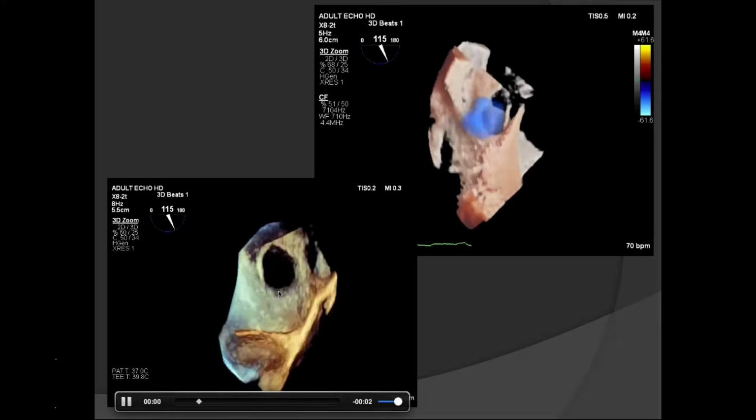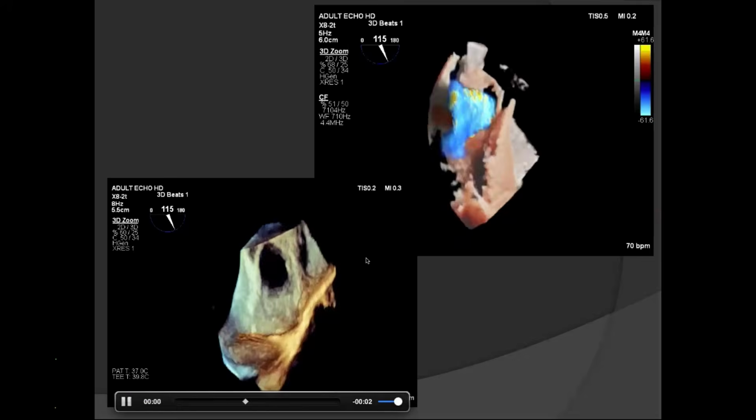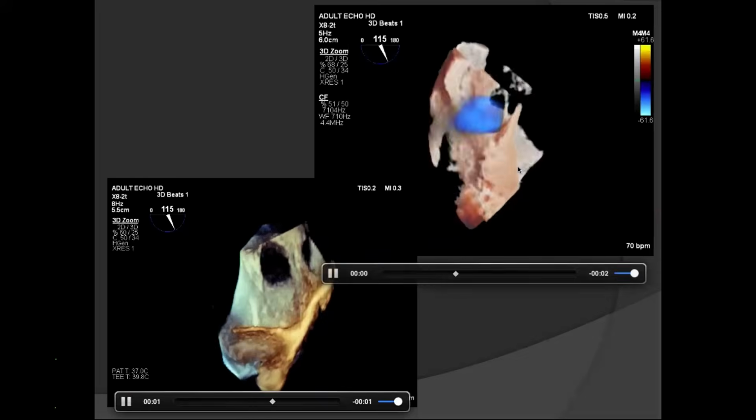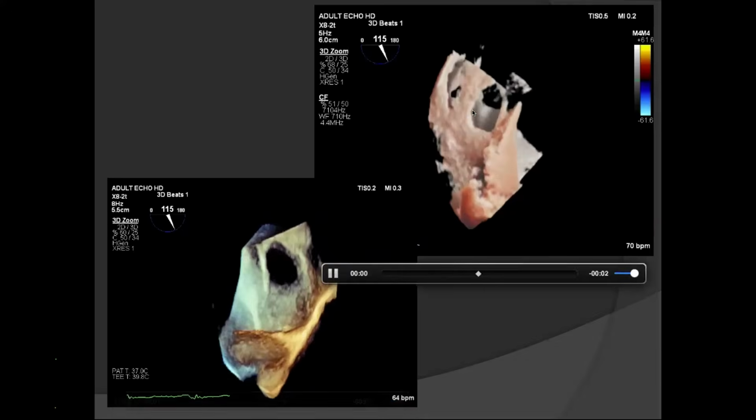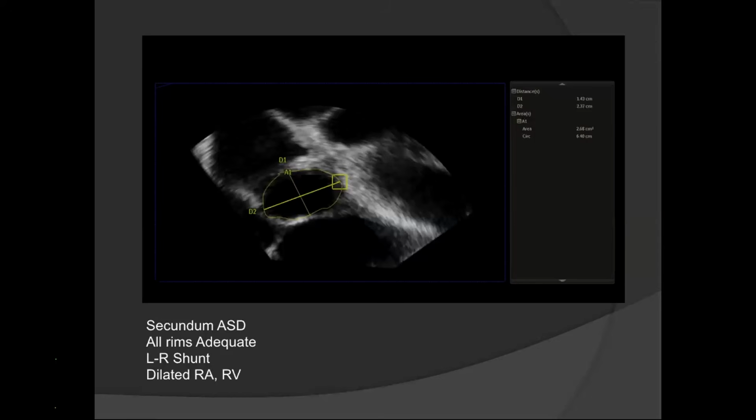So these are 3D images of this patient showing the discrete atrial septal defect from the right atrial perspective. This is the true view showing the shunting happening from left to right. Beautiful images clearly demonstrating RA area.